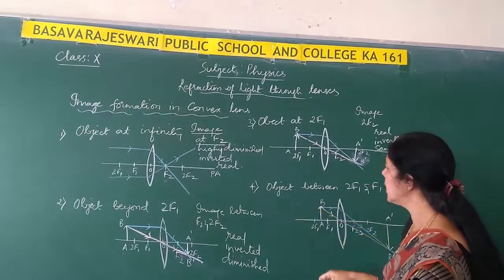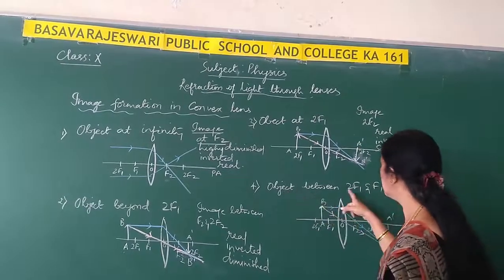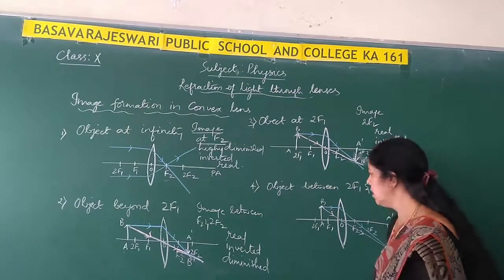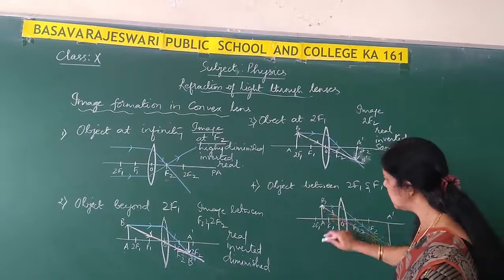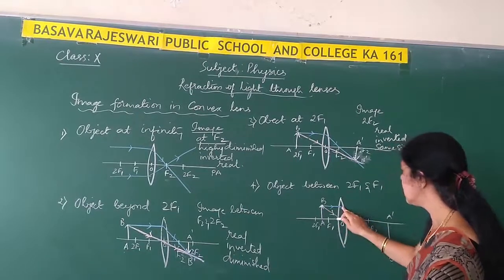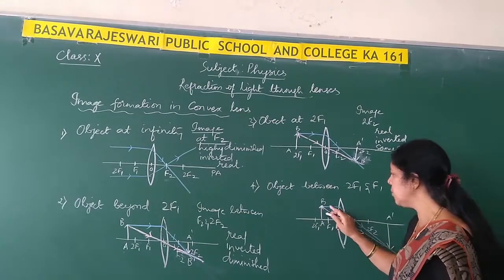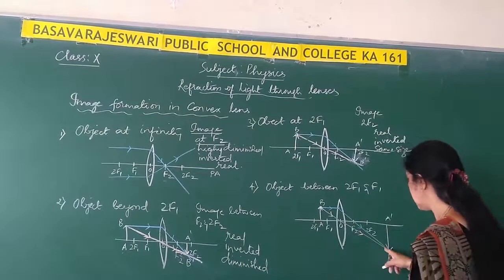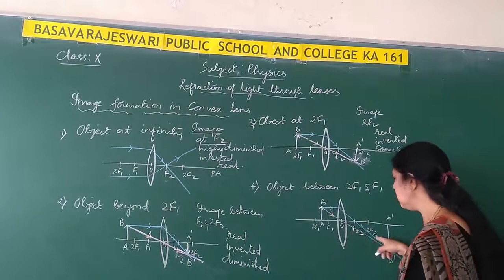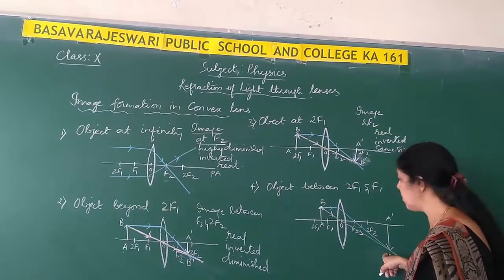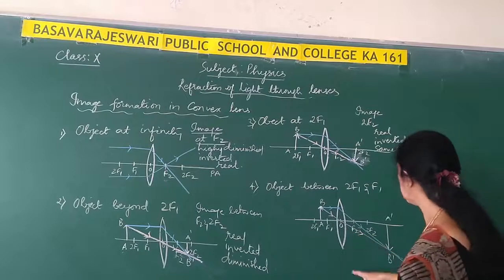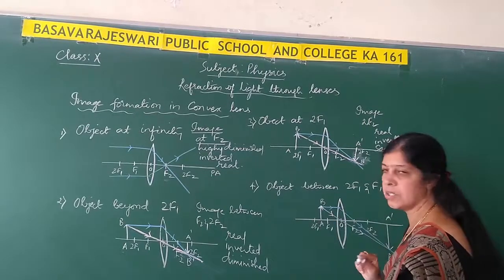Now coming to the fourth case, object between 2F1 and F1. Here again, for the linear object I have considered two rays. One ray is parallel to the principal axis, another ray passing through the optic center. See where they are meeting? They are meeting beyond 2F2, is it not? Beyond 2F2 they are meeting, and you can observe that the image is enlarged as compared to the object.